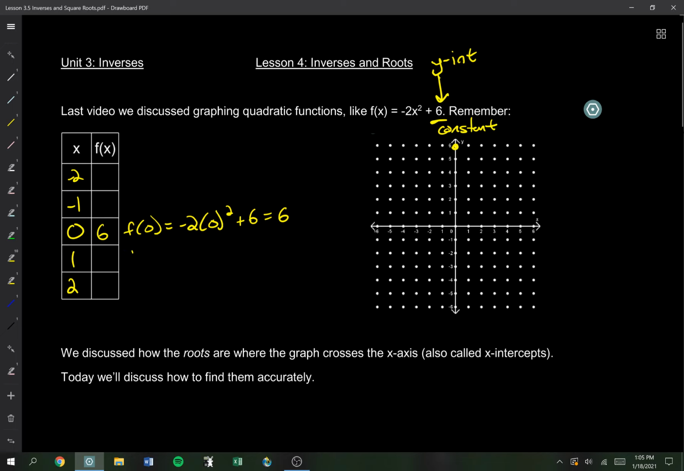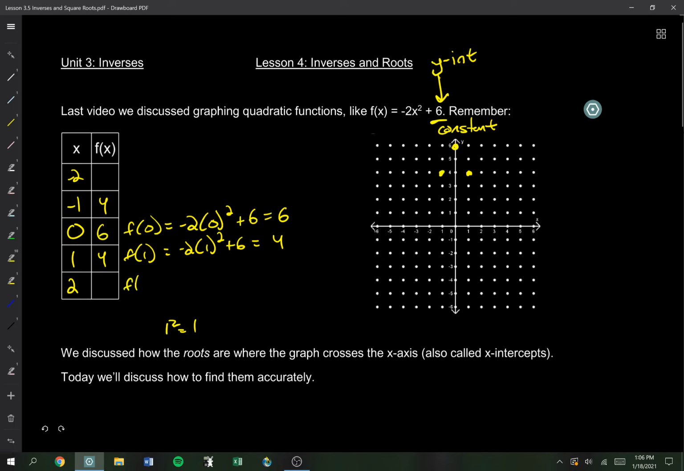Okay, then we plug in 1. If we plug in 1, we get negative 2 times 1 squared plus 6. Remember, 1 squared is not 2, 1 squared is 1. So this becomes negative 2 plus 6, which is 4. So we have the point 1, 4. But that also means, because of the symmetry of these quadratics, we have the point negative 1, 4.